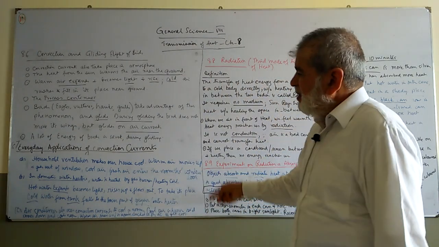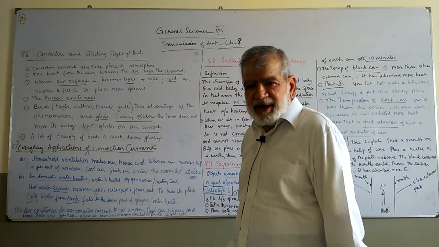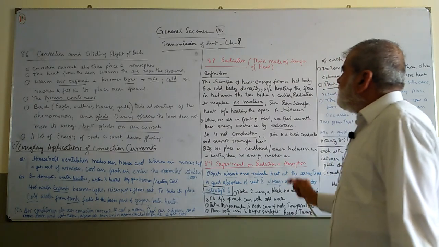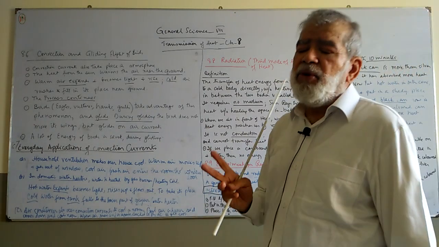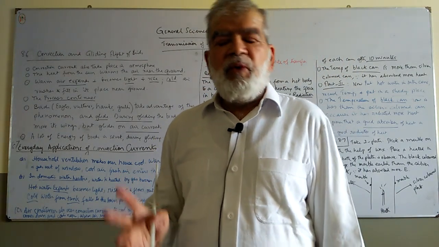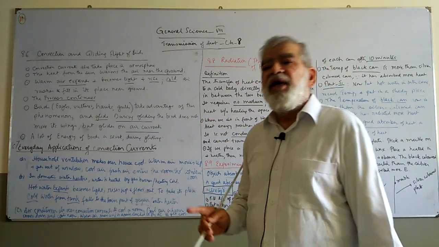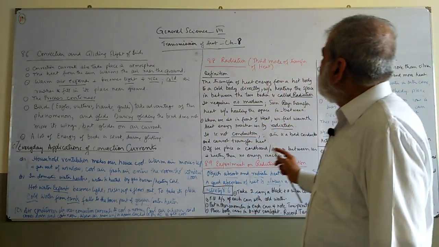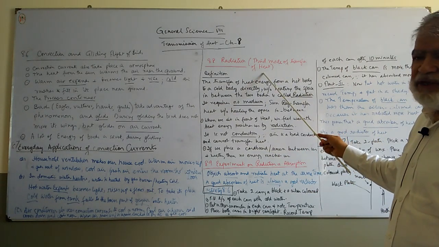So these are the three applications of convection currents. This one also is an application of convection currents if you want to use it like that. Now the next topic is about radiation. We talked about three modes of transfer of heat. One was conduction, the second mode was convection, the third is radiation. Now what is radiation? It's the third mode of transfer of heat.